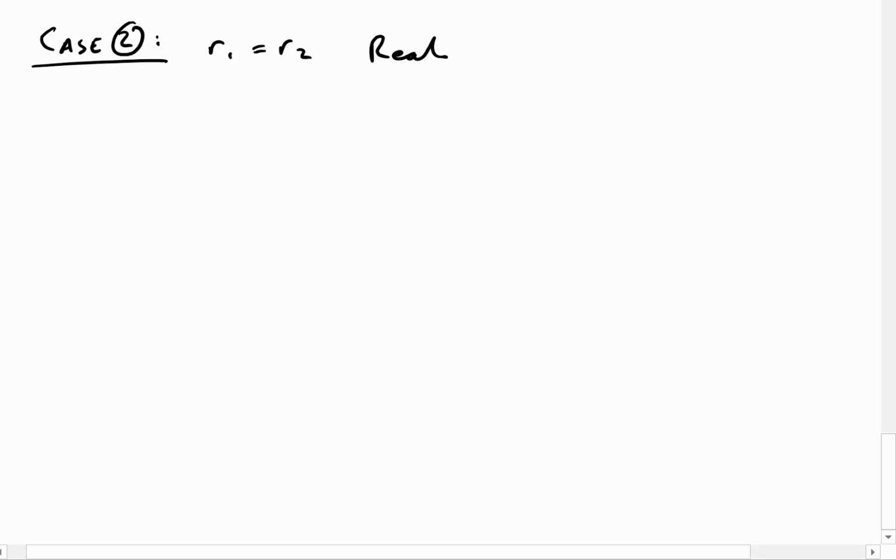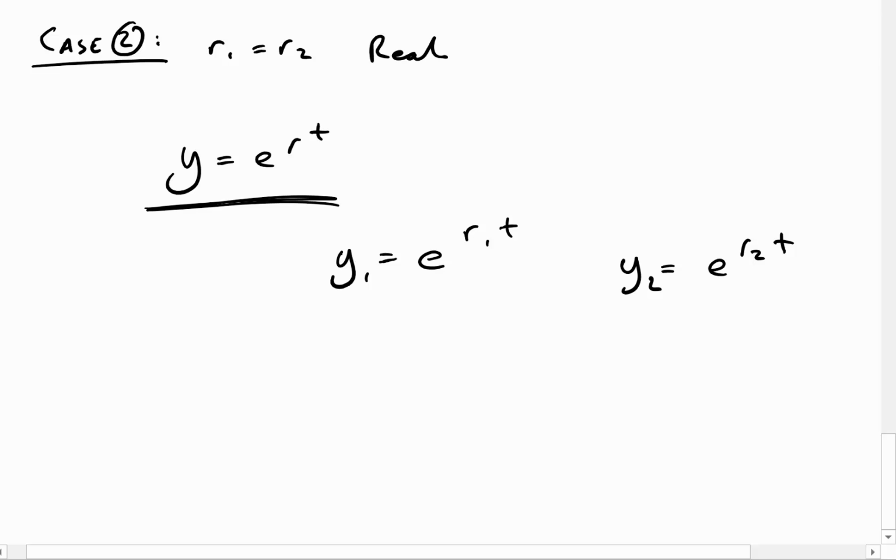If you remember our original solution, it's y equals e to the rt. So we can have a solution, let's call it y1 equals e to the r1 times t, and y2 is e to the r2 times t. These are the solutions that we form. Just by putting r1 into that and r2 into that, we get our two solutions out. But we've said that r1 is equal to r2. So if r1 is equal to r2, then y1 is equal to y2. So we only get one solution.